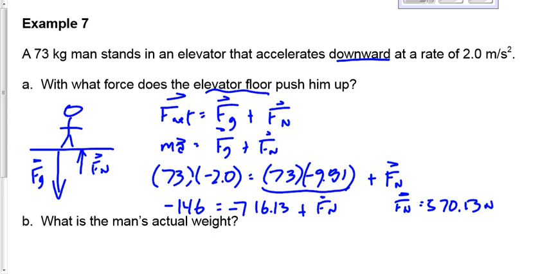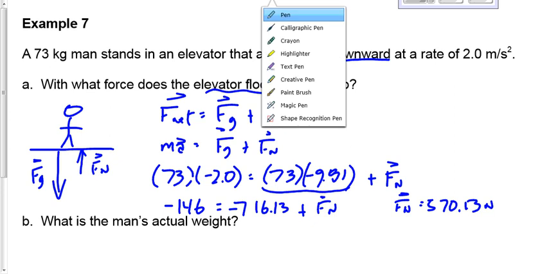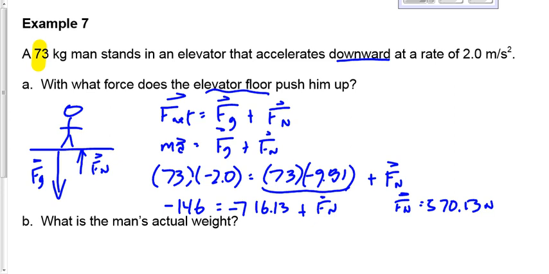How many digits should that be? Take a look at your data here. This is 2 digits. This is 2. Final answer should be 2 digits. So let's underline the first 2. Third one is a 0. Do we round the second one up or down? Down. So we're going to say it's 5.7 times 10 to the 2 newtons.